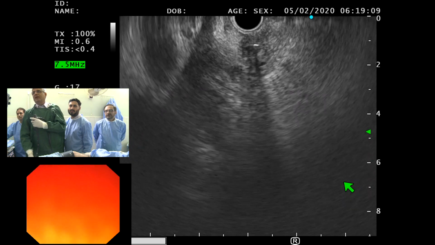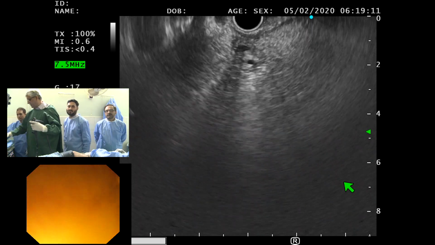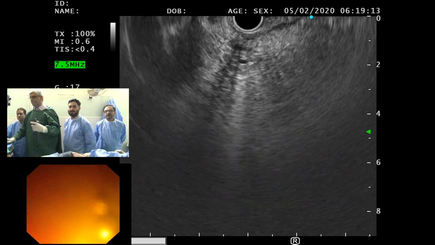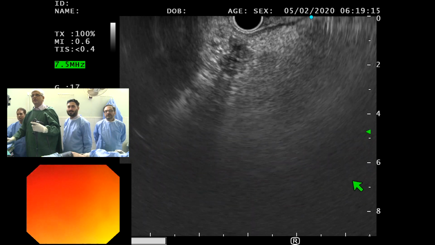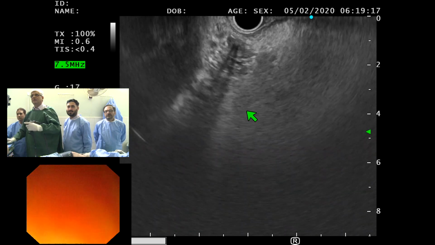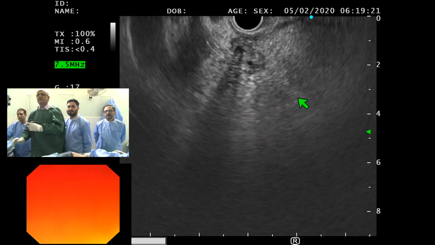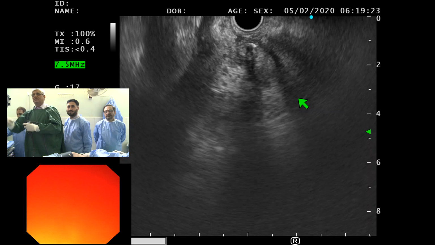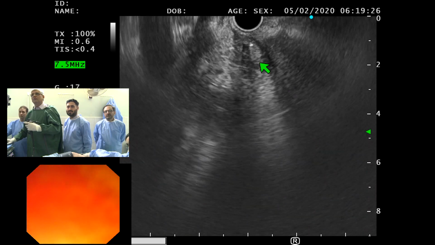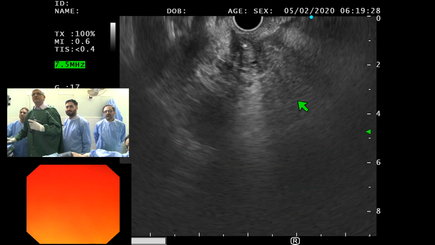Okay, so that's almost, there's the pancreatic duct. Can you see the pancreatic duct? Okay, now you take the scope quickly and have a look. That's the pancreatic duct, that's the CBD. Okay. And that's the fall off. So we've almost reached this area.